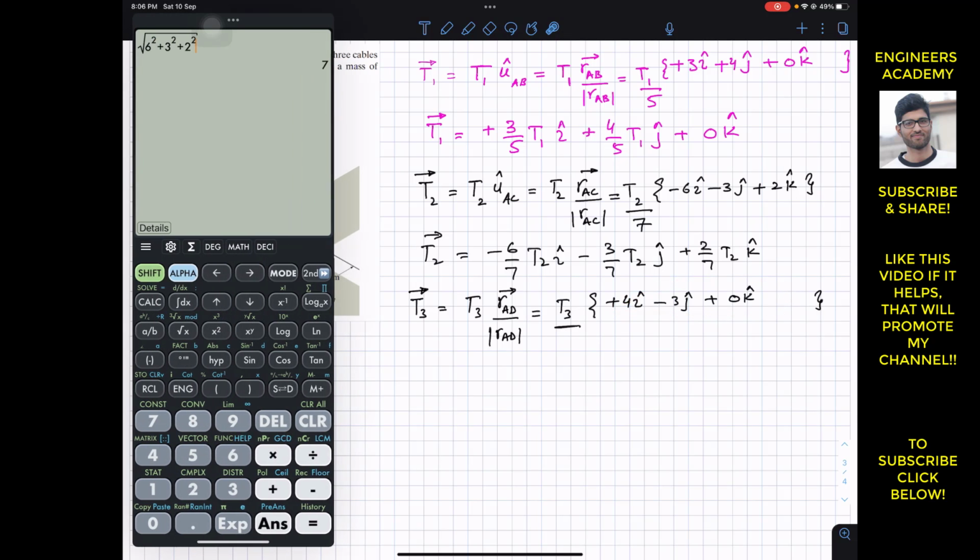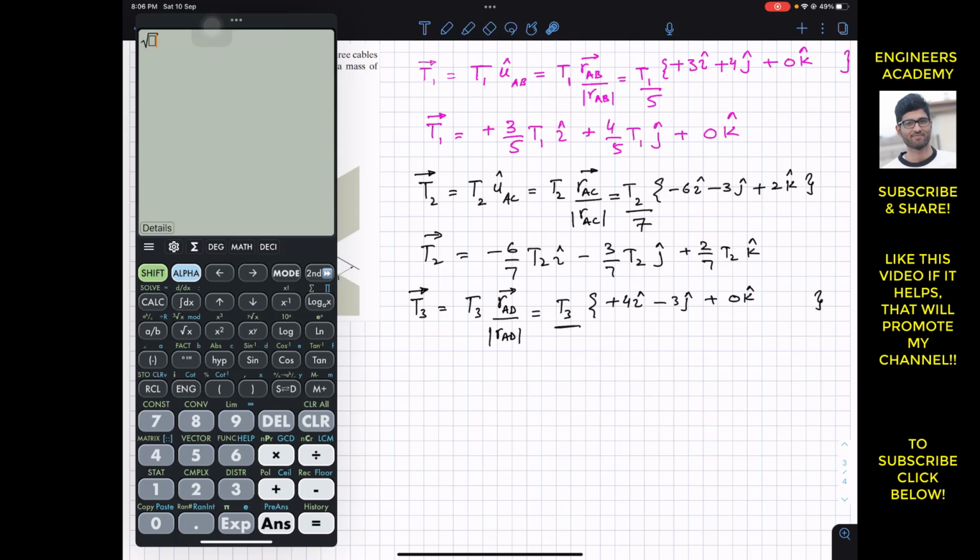So the magnitude is the square root of the sum of the squares. So this is 4 squared plus 3 squared plus 0 squared. So again it gives me 5. So this will be T3 divided by 5. So the T3 Cartesian vector is equal to, again we need to multiply with each component. So this is plus 4 divided by 5 T3 i minus 3 divided by 5 T3 j and 0k.